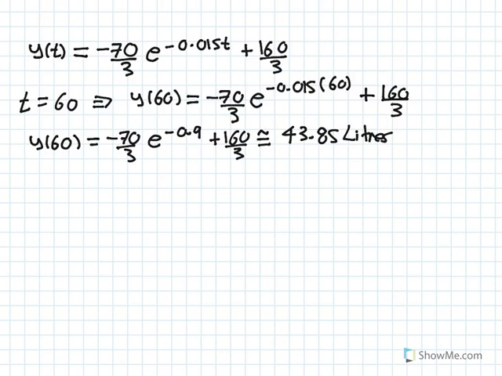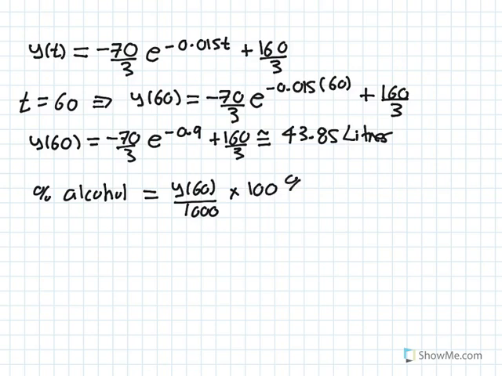So what is the percentage of alcohol in the tank after 60 minutes? To find the percentage, we take the amount of pure alcohol that we have divided by the total amount of solution, which is 1,000 liters. So the percentage alcohol is simply going to be y of 60 divided by 1,000 times 100%. Now let's leave this in calculator ready form.